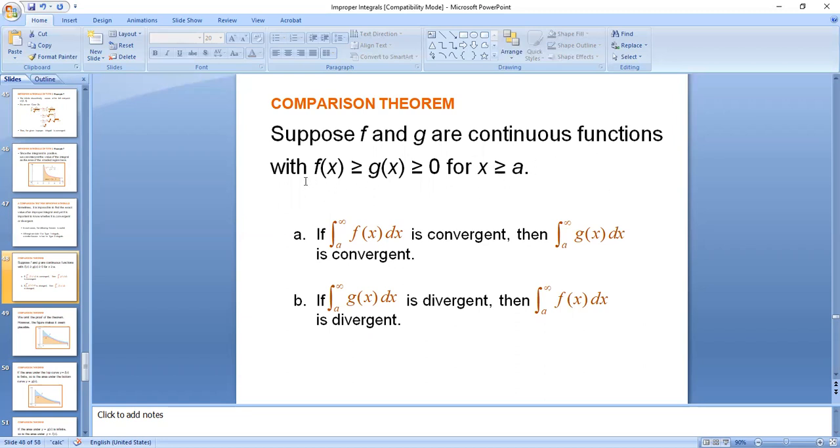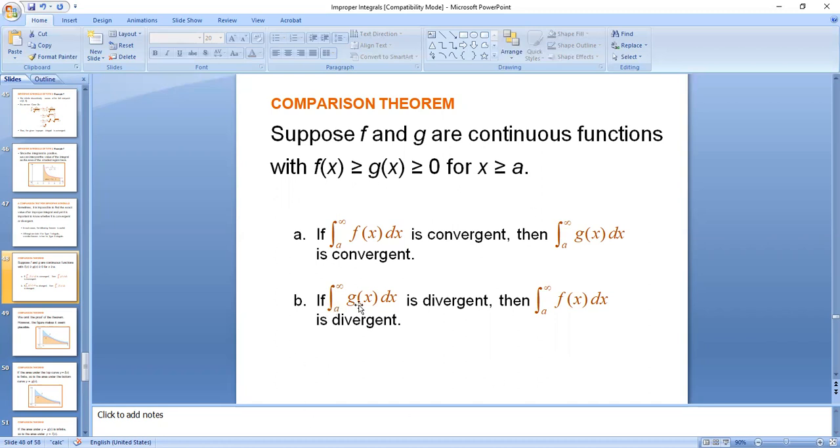So as long as this condition is followed, for x greater or equal to a, and f of x greater than g of x, which is greater or equal to 0, if the integral of f of x is convergent, your g of x will also be convergent. Basta, amo ni siya ang condition na nag-apply.